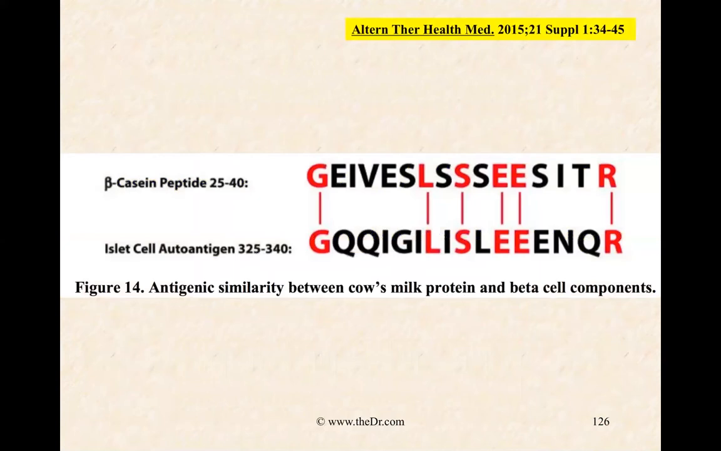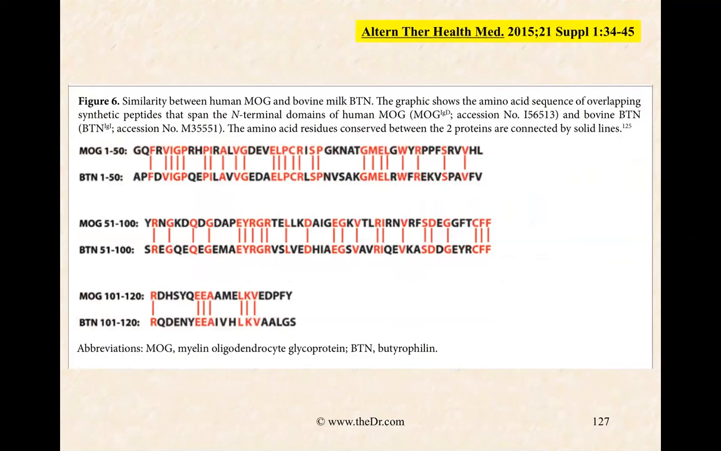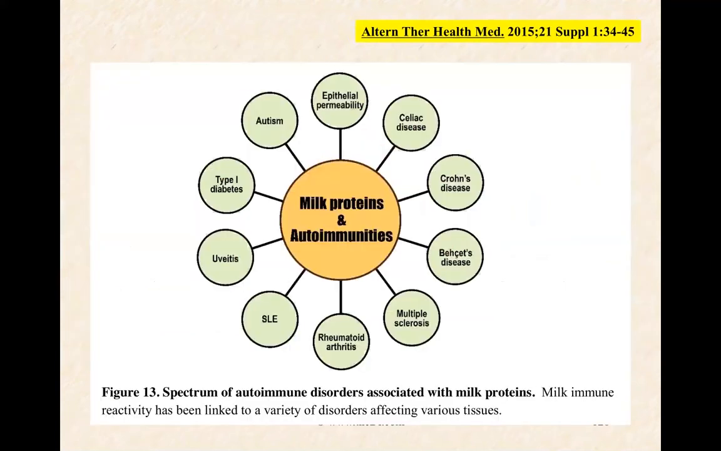And here it is again with human myelin oligogangliosides and bovine milk butyrophilins. And here are some of the autoimmune conditions that are associated with a cross-reactivity with dairy.